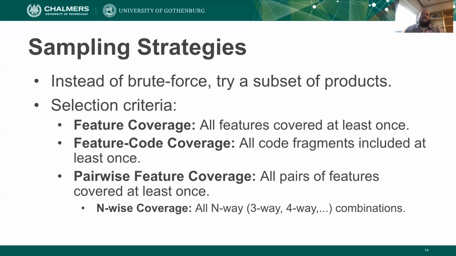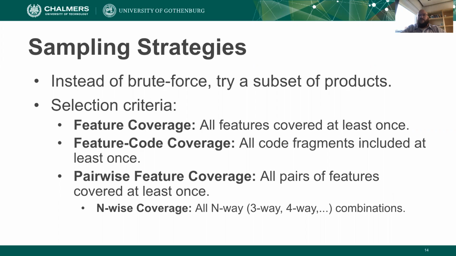We could extend this to feature code coverage, where we select products so every code fragment is included in at least one product, right? So just make sure that we cover the source code at least once. A more common approach is what's called pairwise feature coverage, where we try to cover every pair of features based on the different points where we make these selections of features. And we try to make sure that every pair of features is included in at least one product.